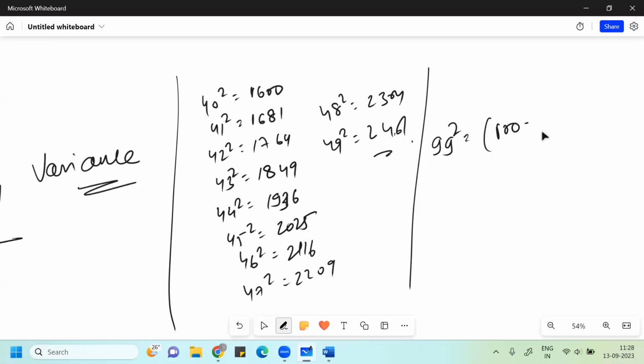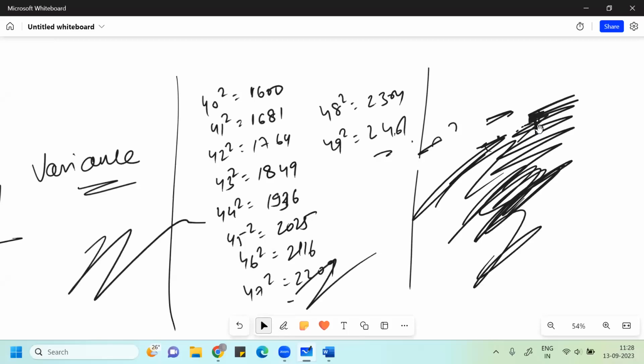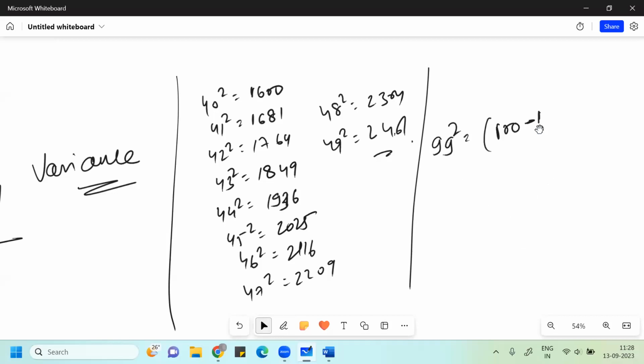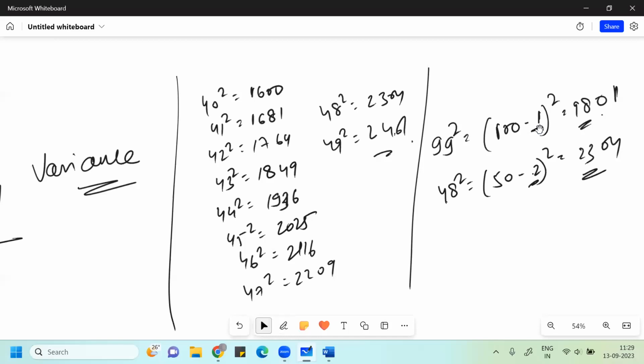You can write this as 1 square. 1 square is 01. This is 9801. Any number square. If you want 48 square, 48 you can write as 50 minus 2. What is 2 square? 04. 48 minus 2 is 46, divided by 2, 23, so 2304.